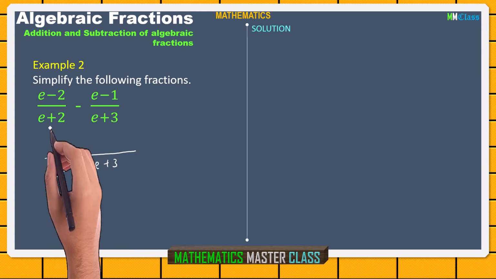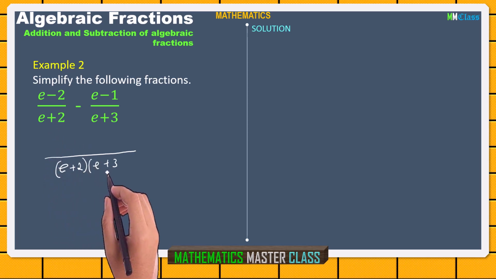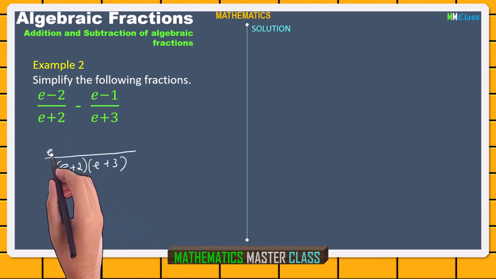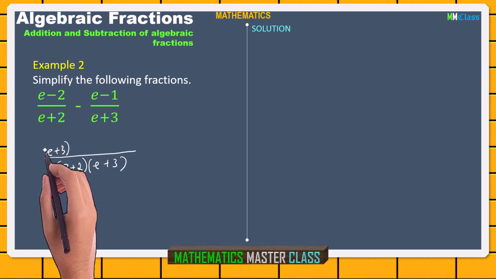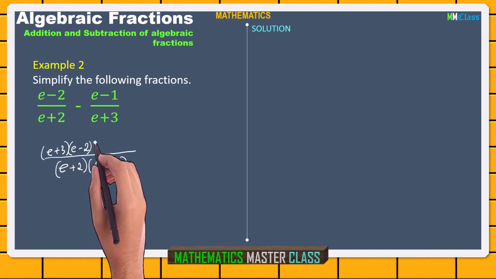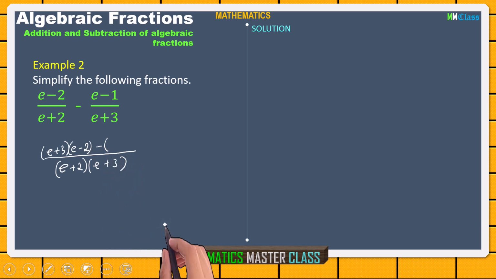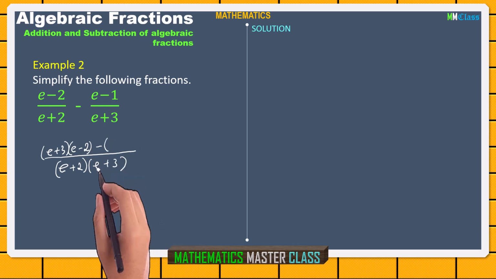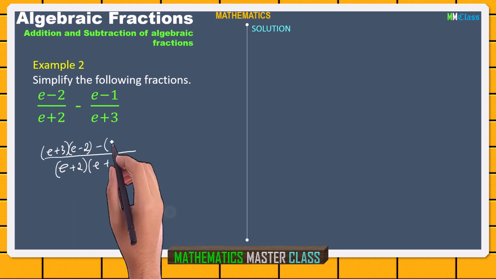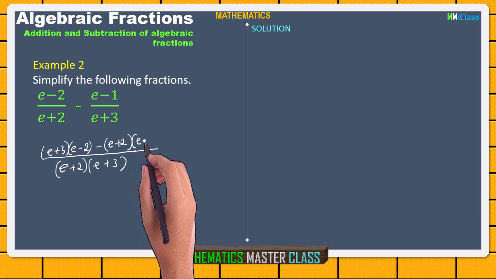So we'll now use the denominator to divide the first denominator here to divide the whole of this one. If you do, it will cancel out this and you'll be left with this one. So we now have (e plus 3) times (e minus 2). Then this minus here, you put it here, open brackets. Then we are going to use this denominator to divide this denominator, and it will cancel out this, you'll be left with this. So this will now give us (e plus 2) times (e minus 1).